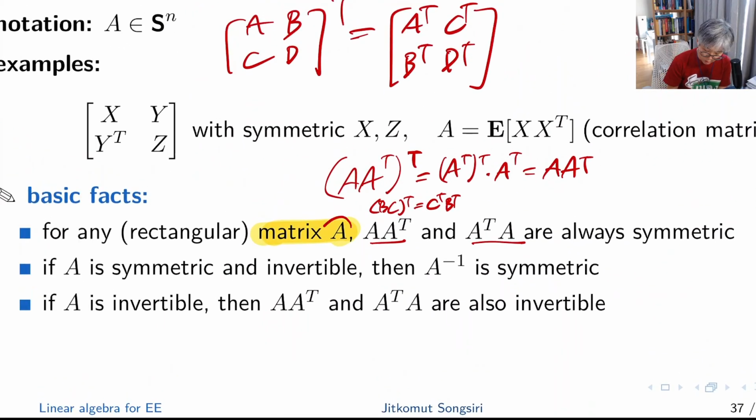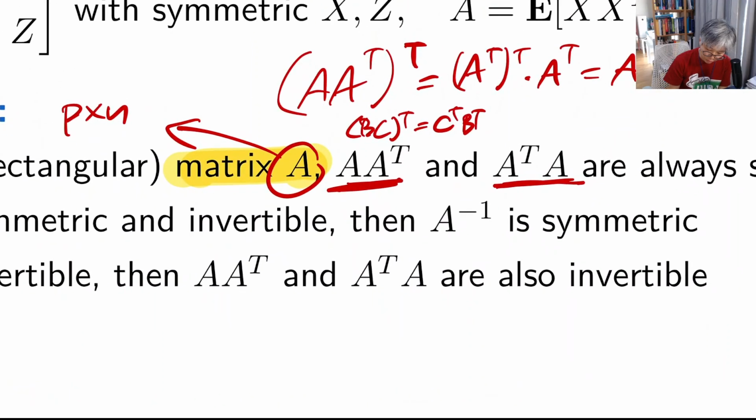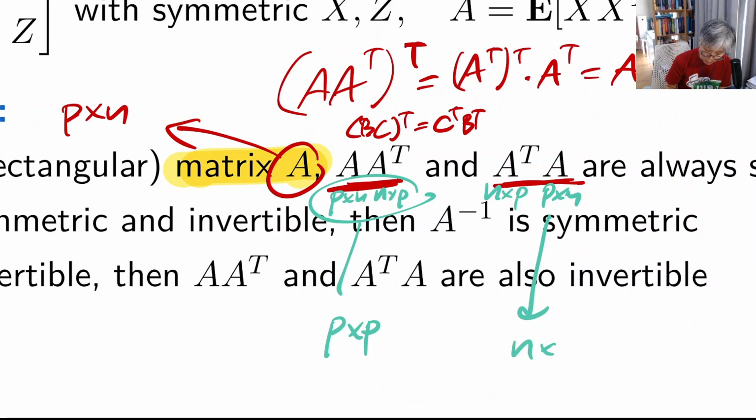Let me test your understanding. If my A is P by N, rectangular, what are the sizes of A A transpose and A transpose A? Pause the video and answer this question. A A transpose is going to be P by N times N by P, and that turns out to be P by P. For A transpose A, it's going to be N by P times P by N, which turns out to be N by N. Okay.